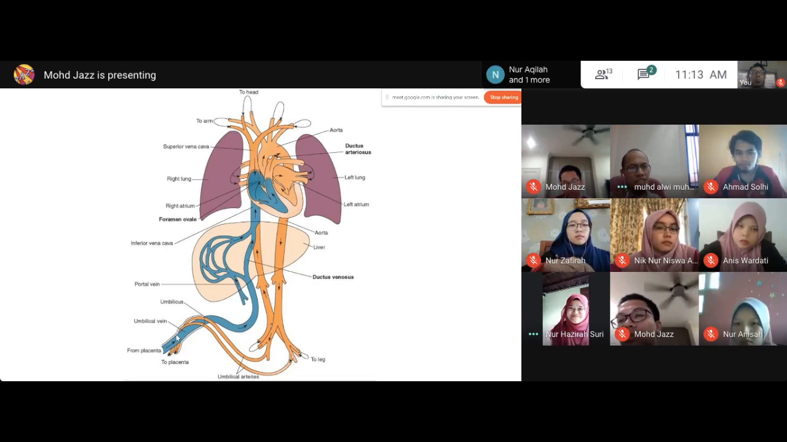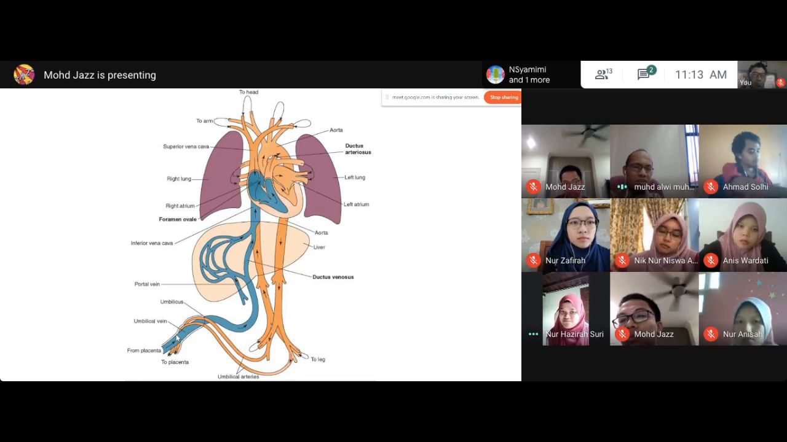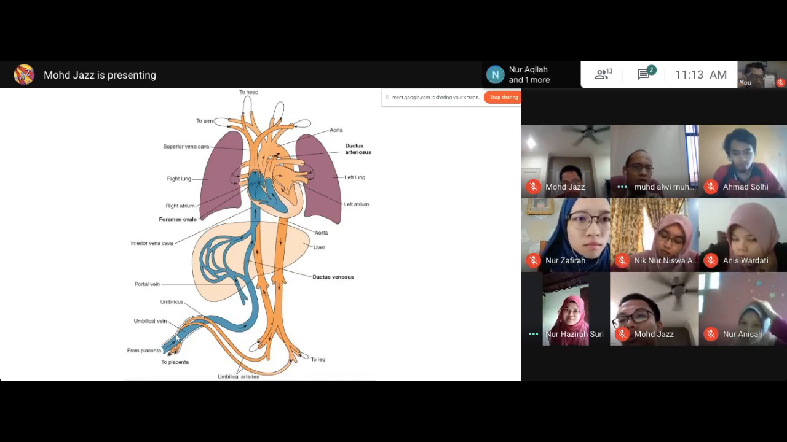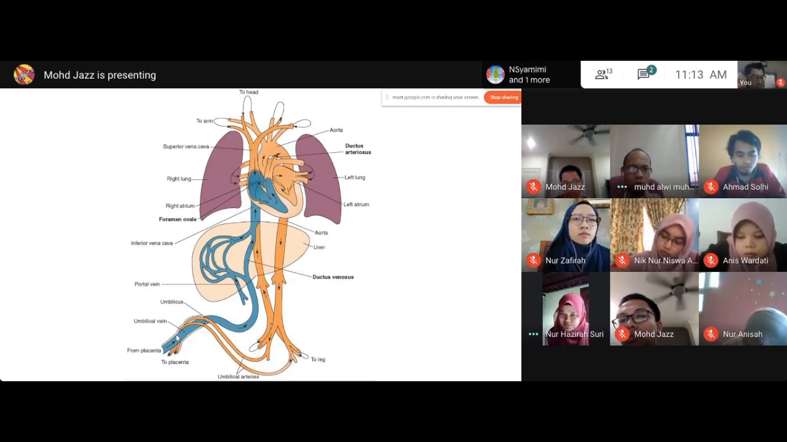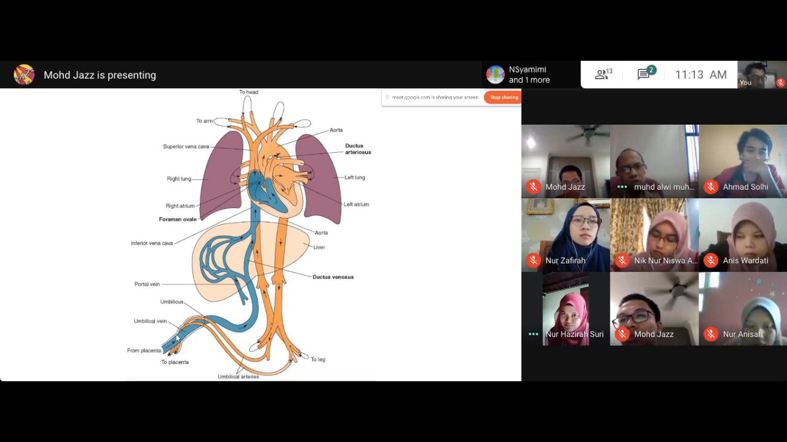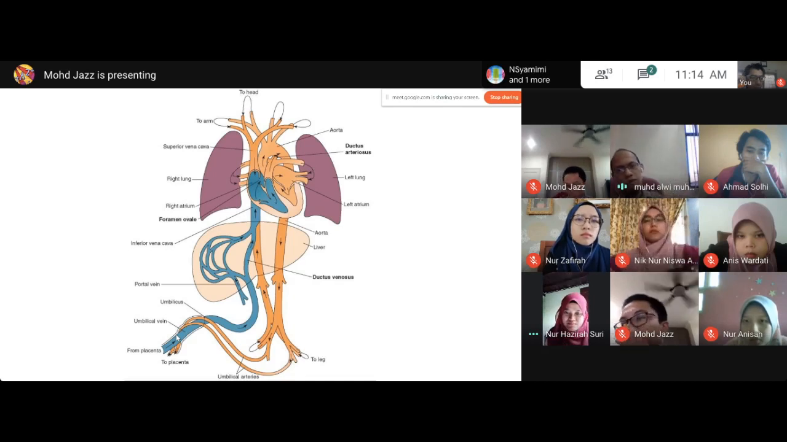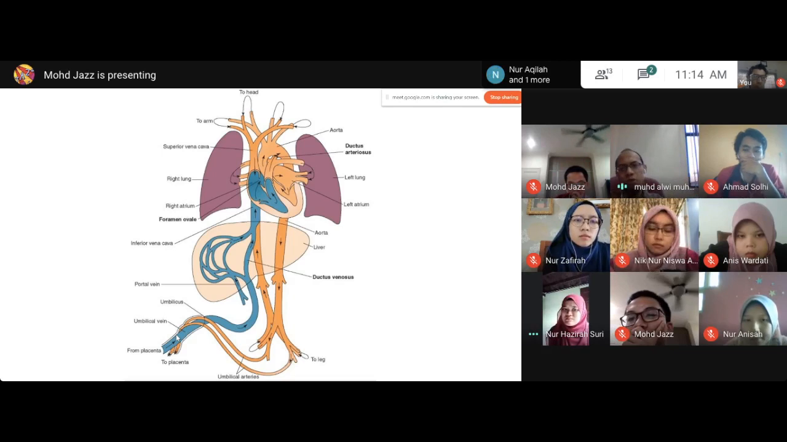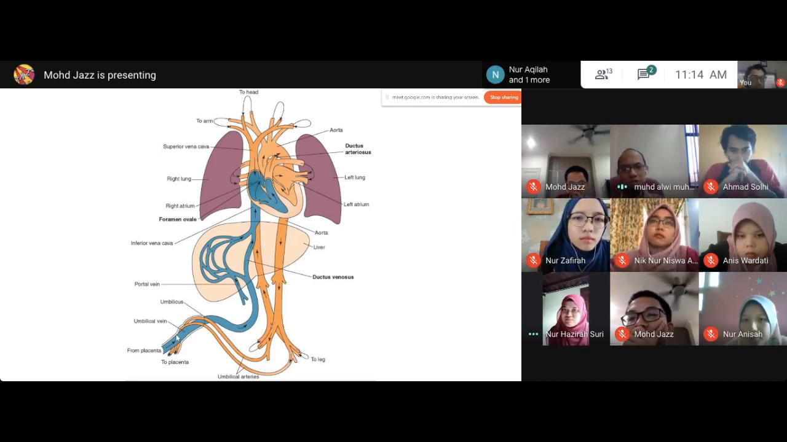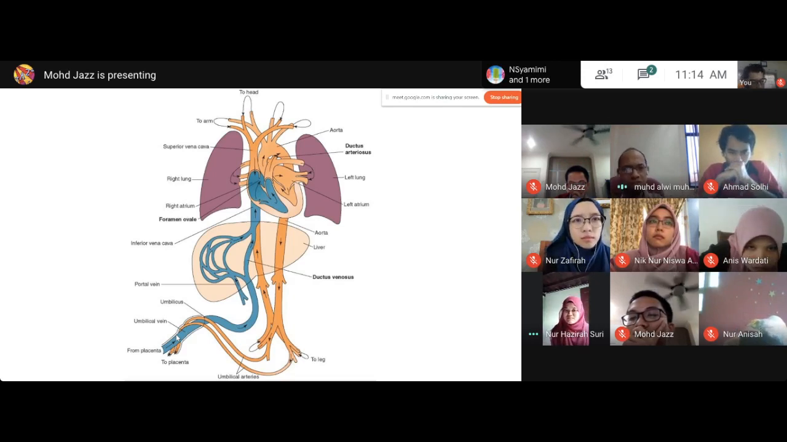It's actually just the preference of the blood flow. Because if you look at the diagram, actually not all the blood from the inferior vena cava will pass through the foramen ovale and go up through the ascending aorta. Because some of it will actually go down into the right ventricle. But the most proportion of it will go through the foramen ovale.